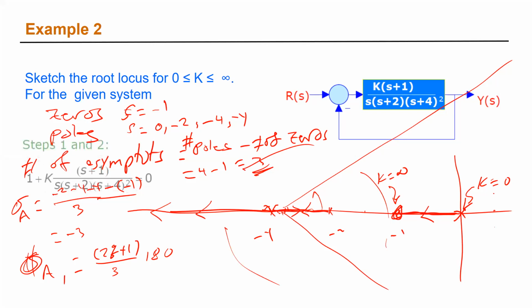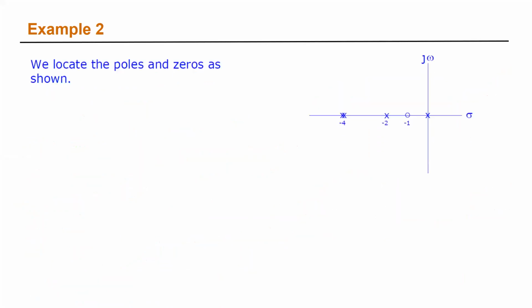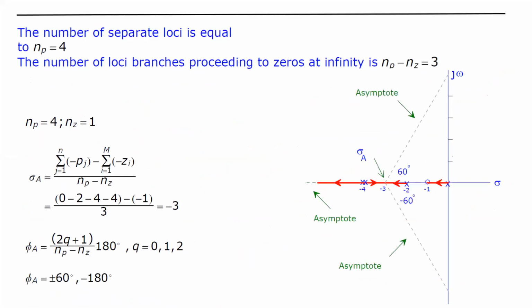Okay, so basically this is what we are going to have. One asymptote, 2, 3. Okay, but this is not complete. What we want to do next, we would like to, any question here before we proceed? Any question?